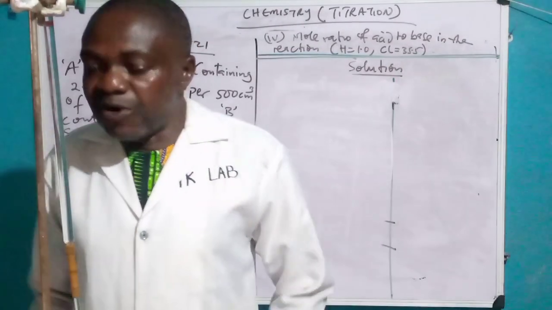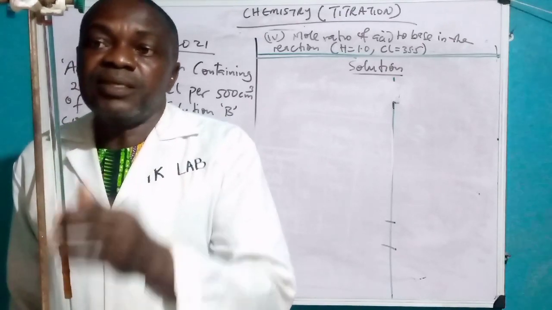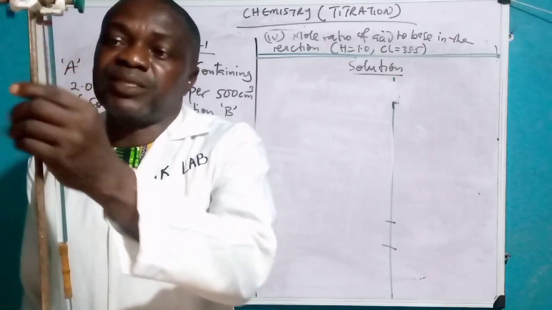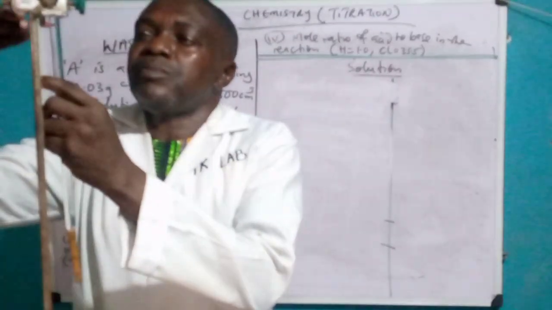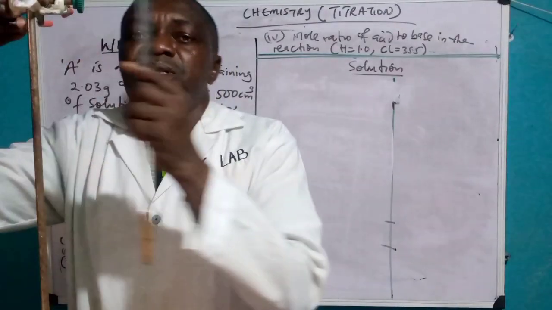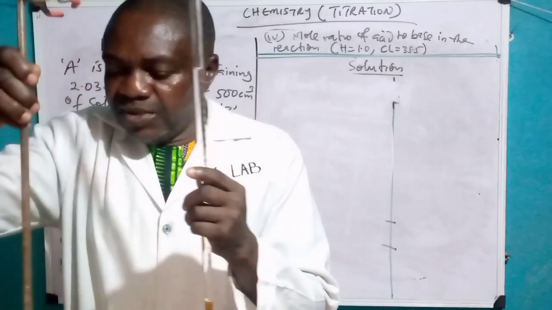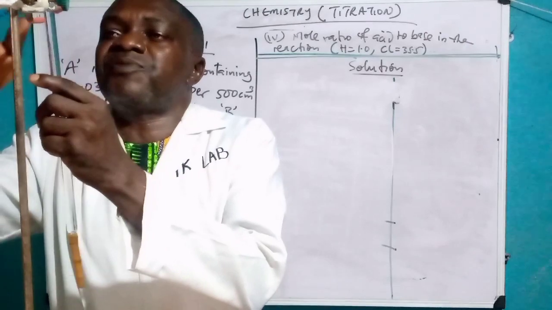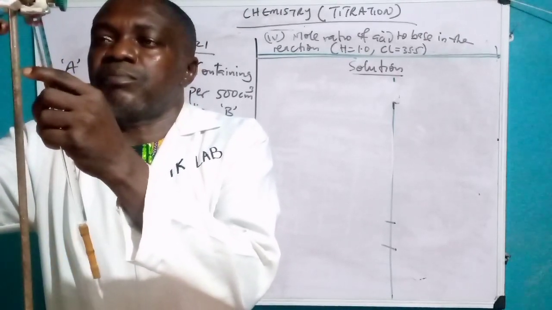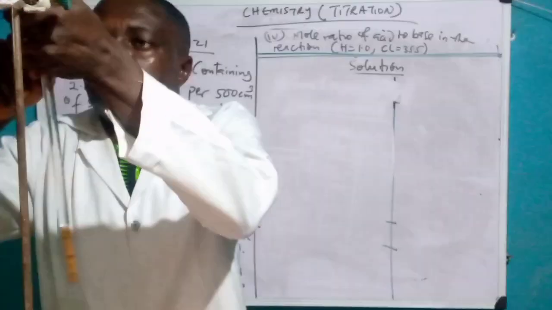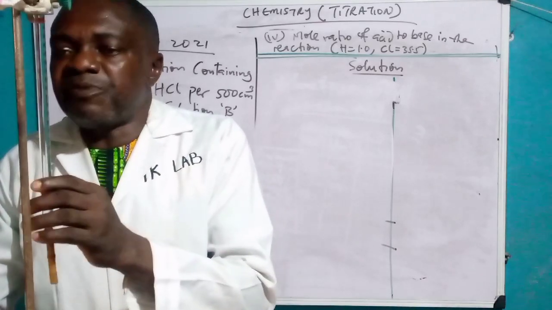Now, like we said before, this one is the burette attached. This is the burette containing, let me unclip it. This is the burette. This is the retort stand and clamp. We've already described it in our previous video. It's used to measure the volume of acid.